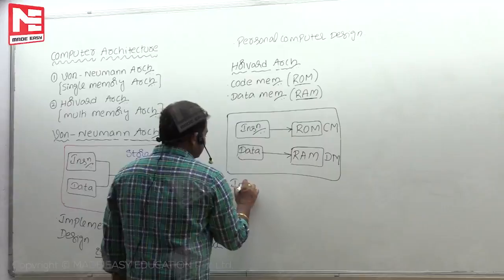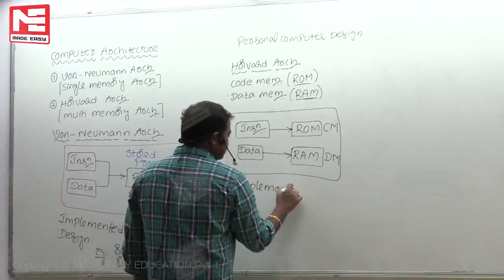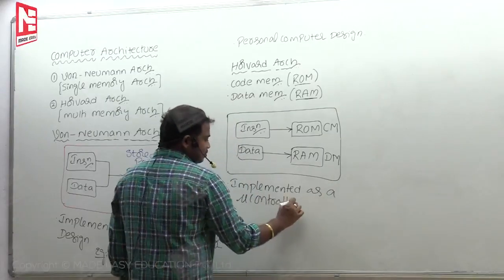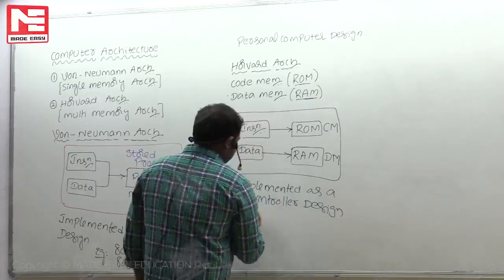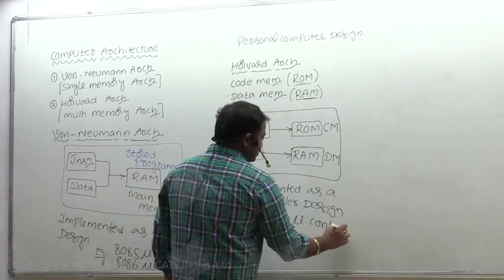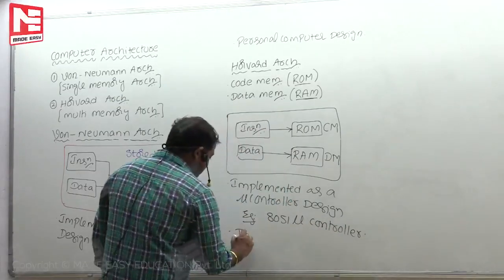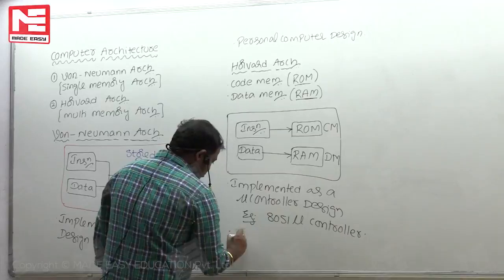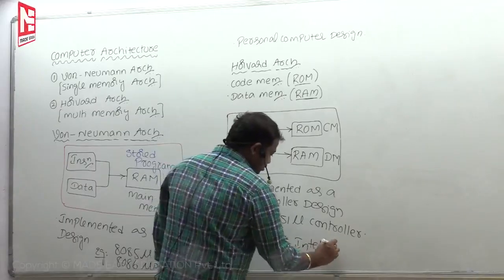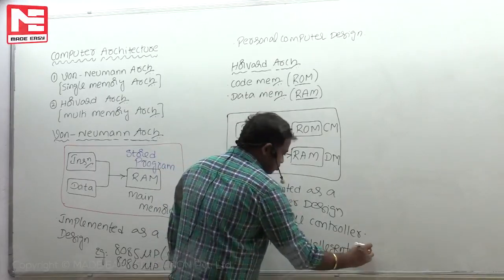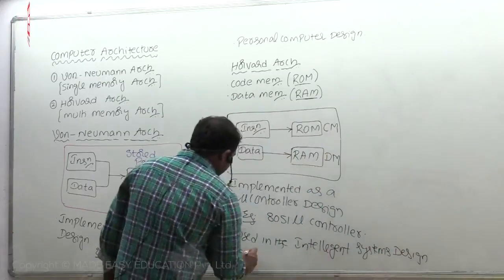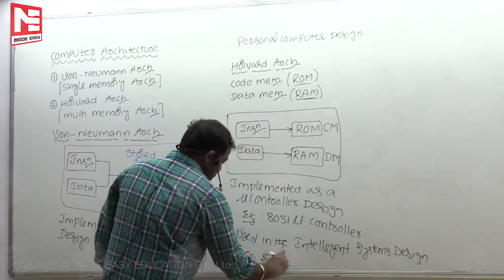So this architecture is implemented as a microcontroller design. Example is the 8051 microcontroller. These microcontrollers are used in intelligent systems design. Right? An example of an intelligent system is an embedded system.